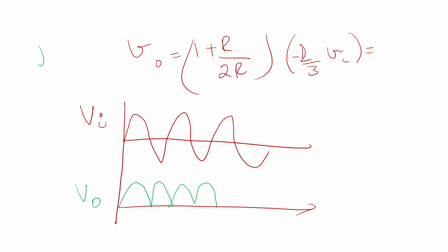And hence we get a full wave rectified output. So this is the output of a full wave rectifier with two operational amplifiers. In the absence of precision diodes, we can connect two operational amplifiers and make them operate in a nonlinear application form. Thank you.